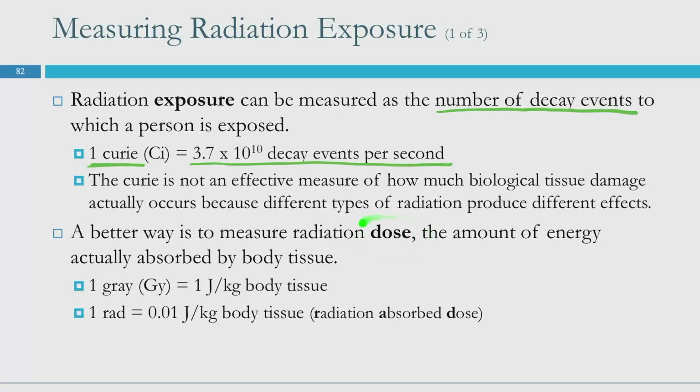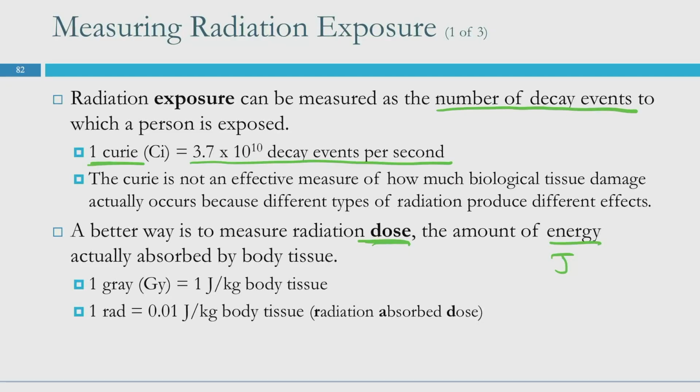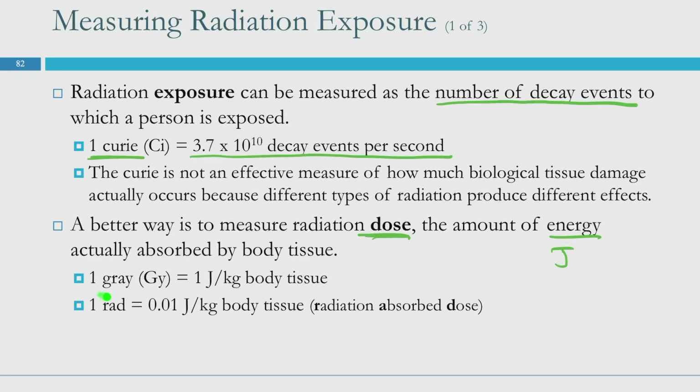So a better way that we could measure radiation is to measure radiation dose. And that's the amount of energy, like in joules, that's absorbed by your body tissue. And these don't really correlate exactly one-to-one. So a gray and a rad, radiation absorbed dose, rads are the units in fallout. A gray or a rad are a number of joules per kilogram of body tissue.